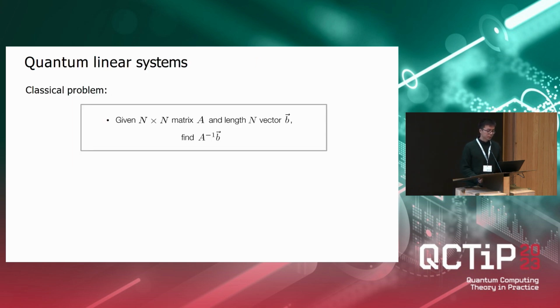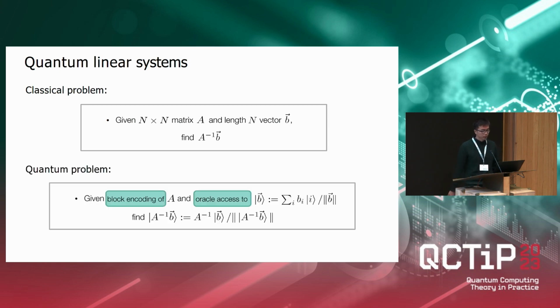So as an example, we can look at the linear systems problem. Classically, we might want to do something like this. We are given some matrix A and some vector B, and we want to invert A and apply it to B. So this corresponds, of course, to solving the linear system of equations AX equals B, find X. Quantumly, the state-of-the-art algorithm might be written something like this. Given a block encoding of A and given oracle access to the quantum state ket B, which encodes the classical vector B, find ket A inverse B, which is the quantum state which encodes the solution vector that we want.